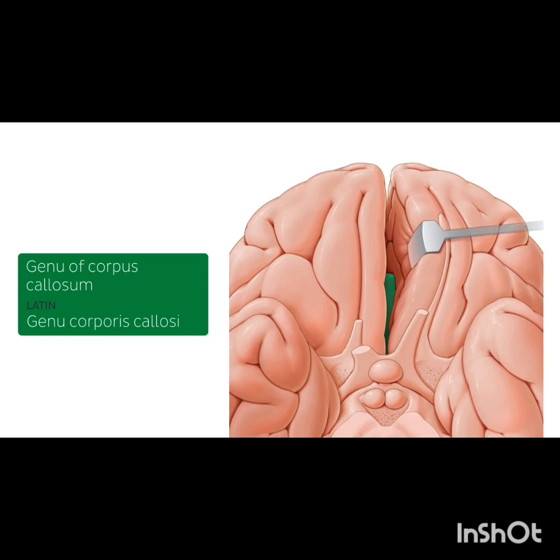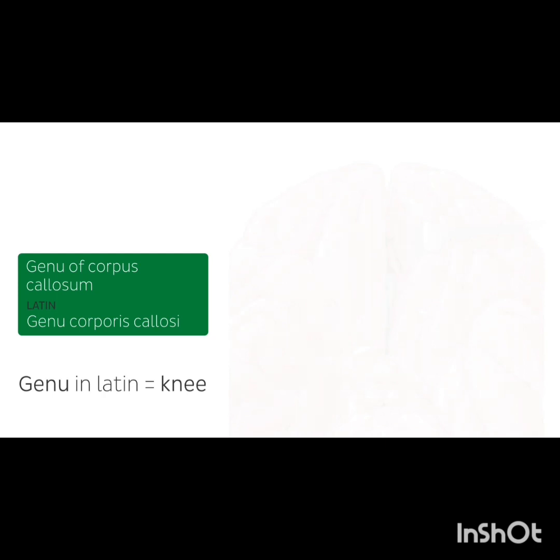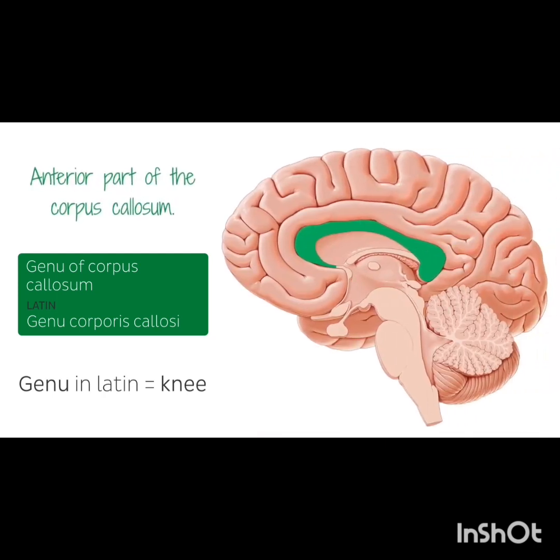When we pull apart the longitudinal cerebral fissure, as you can see on this image with this tool, we do so at the frontal lobe, and then we can see the corpus callosum from the inferior view of the brain, specifically the genu of the corpus callosum, seen here highlighted in green. Now the term genu comes from the Latin meaning knee. The genu is the anterior part of the corpus callosum, which you can now see from this mid-sagittal section of the brain.